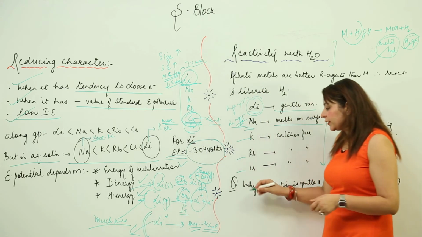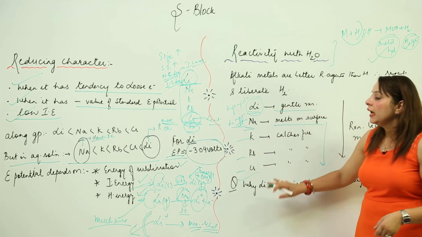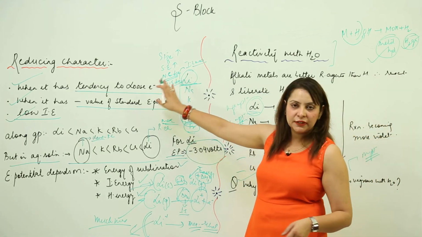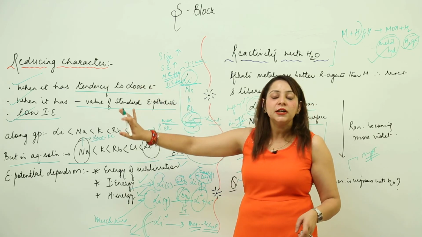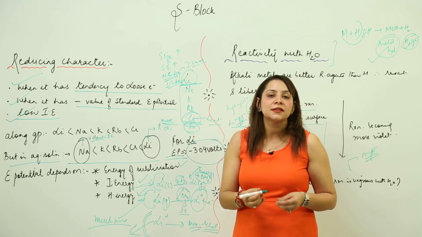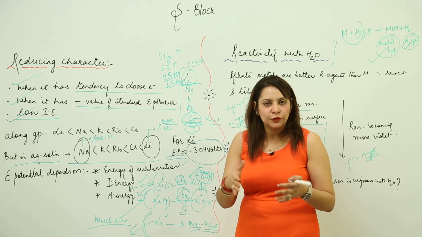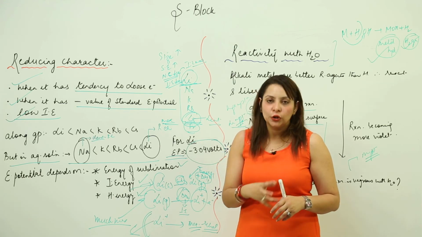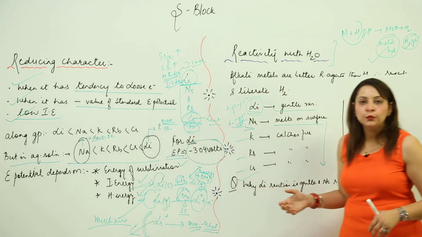Right. So this question is important, you need to remember it. Even if we talk about the reducing character, this question is very important: out of the alkali metals, which is the best reducing agent and how can you comment on that? Right. So, just look at a few more properties.